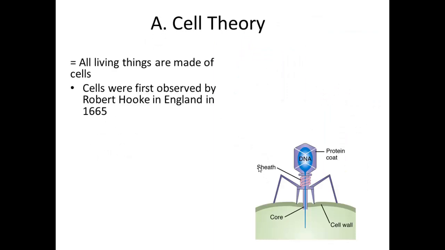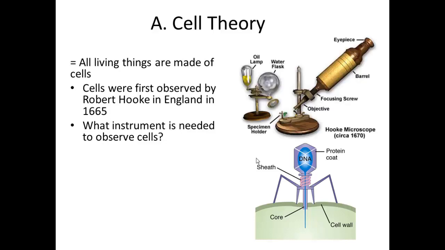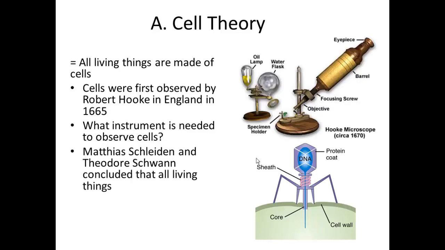So cells were first observed by Robert Hooke in England in 1665 with a microscope. Schleiden and Schwann were the ones that originally came up with cell theory, which is that all living things are made of cells, and all cells come from pre-existing cells.